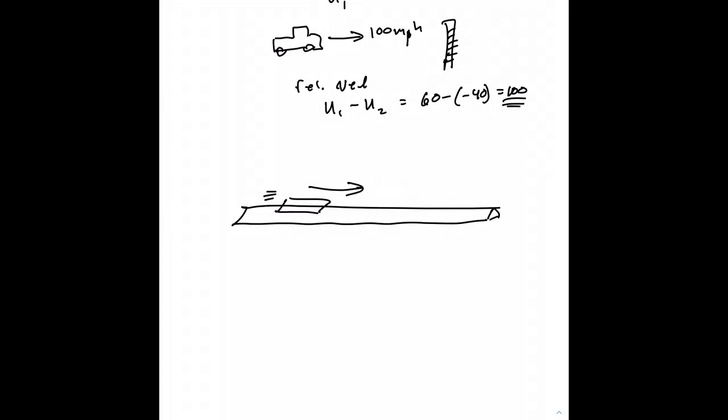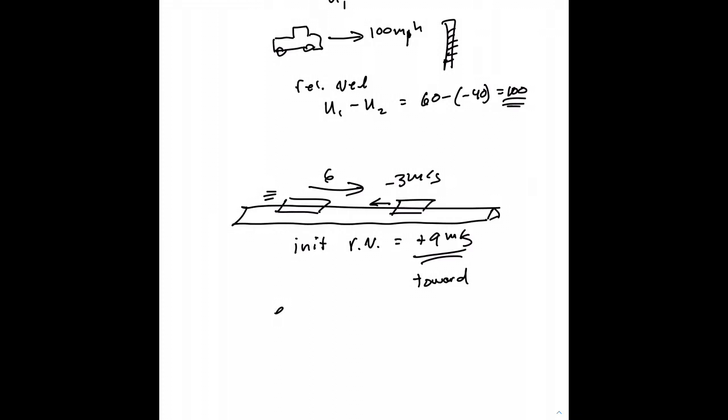Glider 1 is moving this way. I think we said it, what was it, 6 meters per second? And then glider 2 is traveling this way at negative 3 meters per second. So the initial relative velocity is equal to 9 meters per second. They're traveling 9 meters per second toward one another.